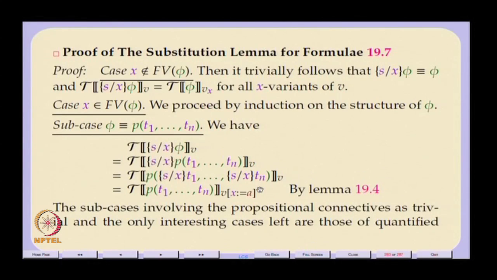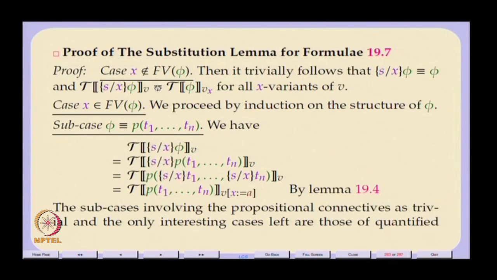The proof actually is quite similar. Here again the interesting cases are only the quantifier cases. But before we get to that, there is one case. We are looking at s for x applied to a formula phi, and if x is not a free variable of phi, then it is clear that all x variants give the same value to the free variables of phi, and therefore the truth value under the substitution is the same as the truth value for phi under the x variant for all x variants. So it does not actually matter, since x does not occur in it.